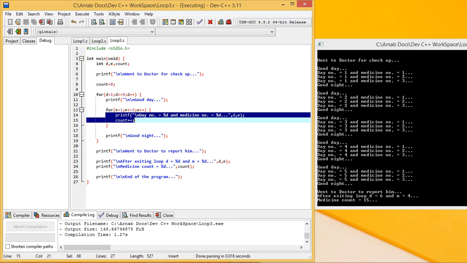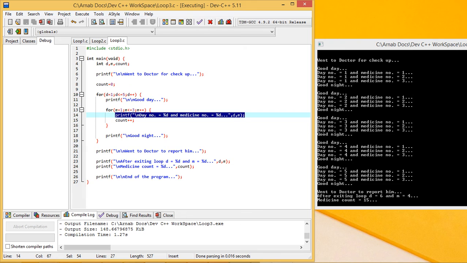Now this line is within the outer for loop and also within the inner for loop. Outer for loop is executing for 5 times, inner for loop is executing for 3 times. So this line and also this line should be executed for 15 number of times. So 3 plus 3, 6 plus 3, 9 plus 3, 12 plus 3. So 15 times this day number printing and medicine number printing, this printf instruction has been executed.